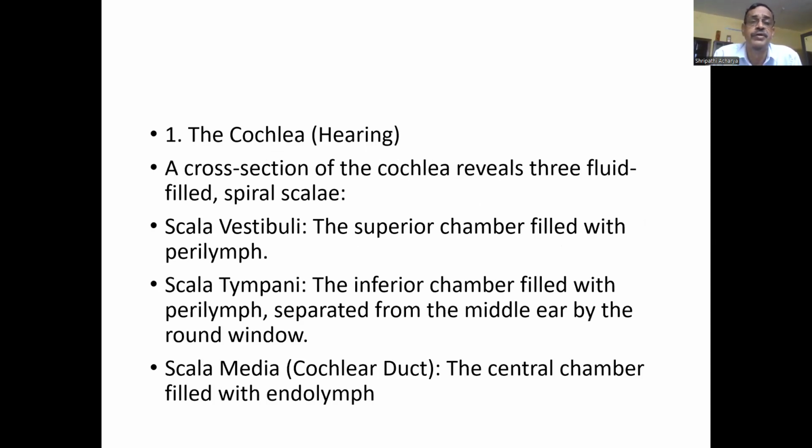One, the cochlea for hearing. A cross-section of the cochlea reveals three fluid-filled spiral scalae. Scala vestibuli, the superior chamber, filled with perilymph. Scala tympani, the inferior chamber, filled with perilymph, separated from the middle ear by the round window. Scala media, the cochlear duct, the central chamber, filled with endolymph.